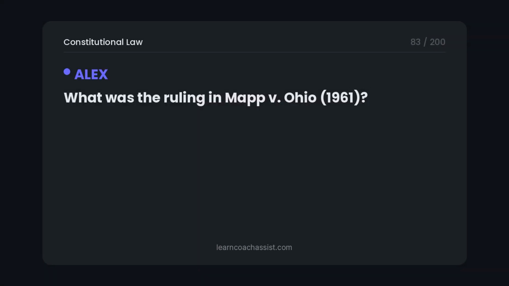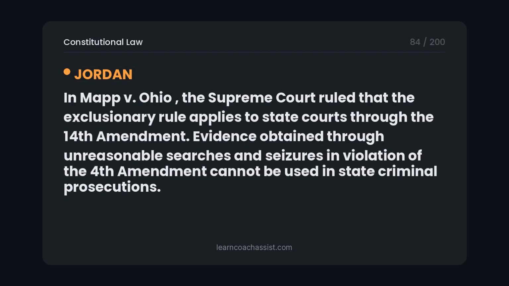What was the ruling in Mapp v. Ohio, 1961? In Mapp v. Ohio, the Supreme Court ruled that the exclusionary rule applies to state courts through the 14th Amendment. Evidence obtained through unreasonable searches and seizures in violation of the Fourth Amendment cannot be used in state criminal prosecutions.